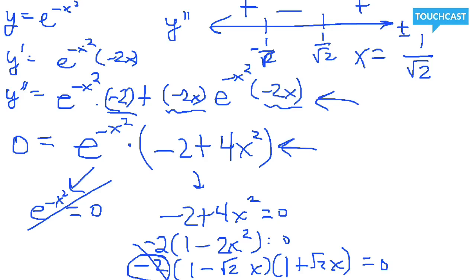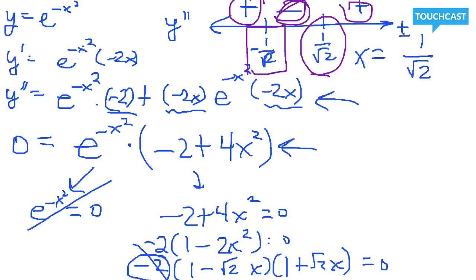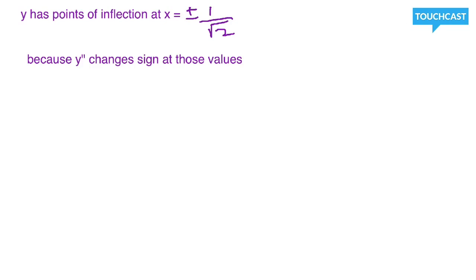So notice that in fact, y double prime changes from positive to negative at that root, and y double prime changes from negative to positive at this root. So I will write up my final answer. So my final answer: y has points of inflection at x equals positive and negative 1 over square root of 2, because y double prime changes sign at those values.